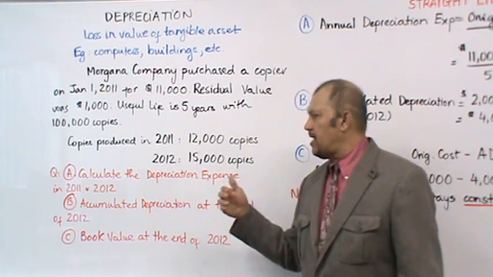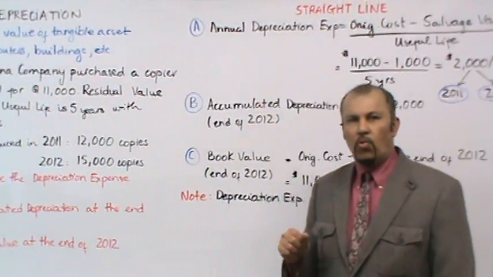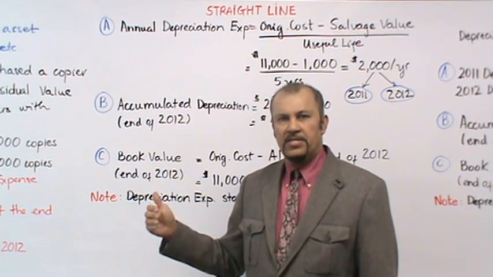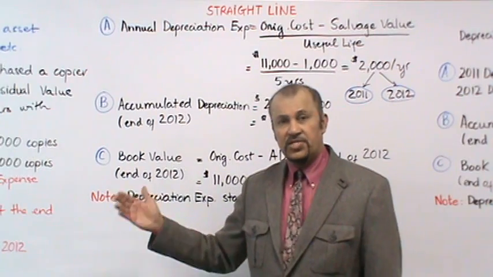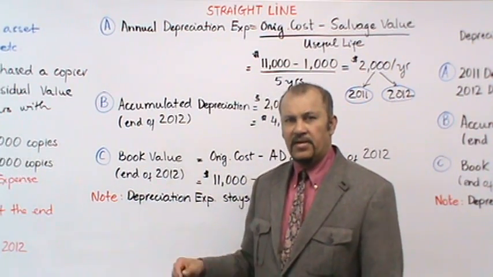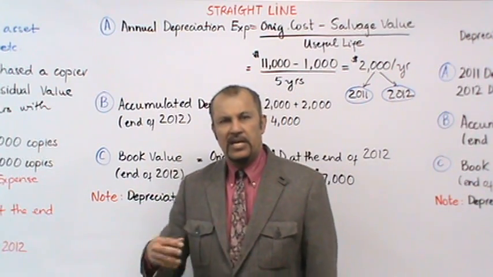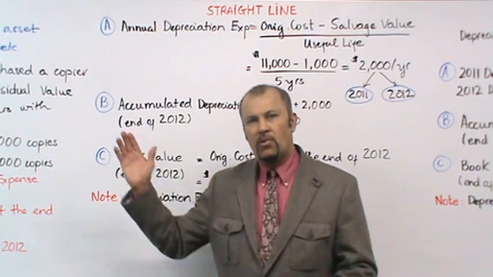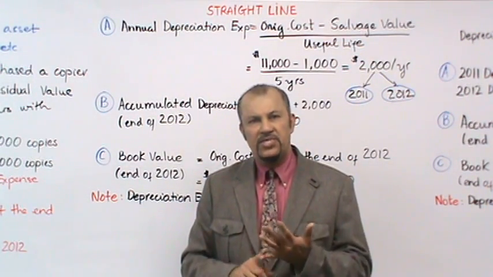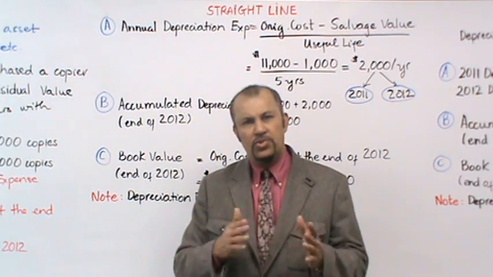The first method that I'd like to highlight is the straight line method. So what we're going to do under the straight line method is we are going to calculate the depreciation expense for the first year, which is 2011, and then for the second year, which is 2012. That'll be the first thing we're going to calculate. Now, before we get into the calculations, let's try to have some clarity on what some of these terms mean in the data. We were introduced to the term residual value or salvage value. Again, these terms are used interchangeably.